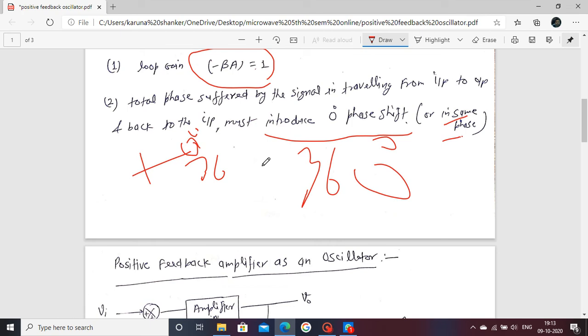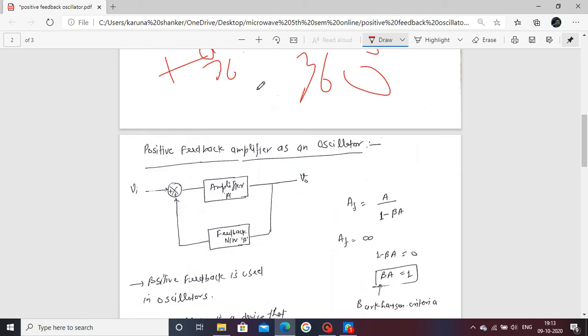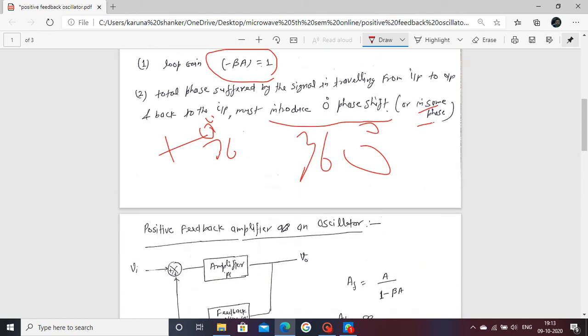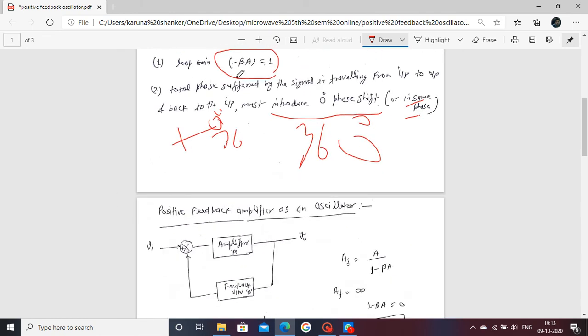This second point can also be seen in this diagram. The total phase shift suffered by the signal traveling from input to output and back to input is represented here. This is your amplifier with feedback. Both inputs are positive, which means this is a positive feedback.